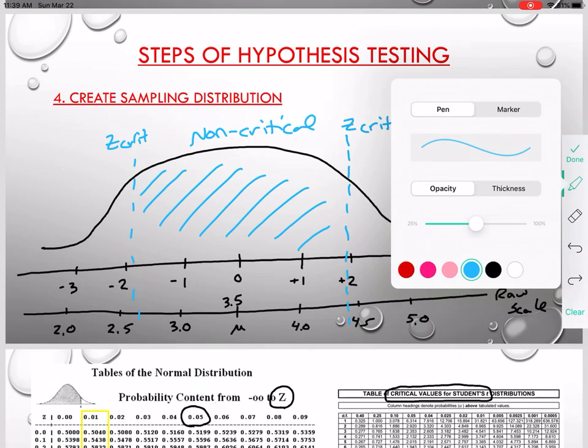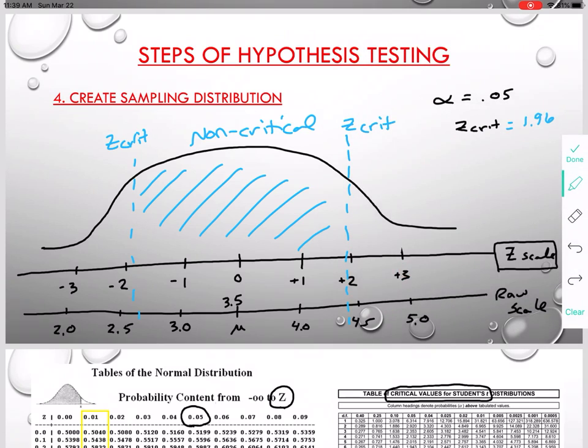And what that means is, let's go back, maybe I'll pick red for the others. That means that whatever is on this side, I don't know how it keeps changing color. I'm going to have to fix that. If the middle is non-critical, whatever is on the outside ends of the Z crit are our critical regions.